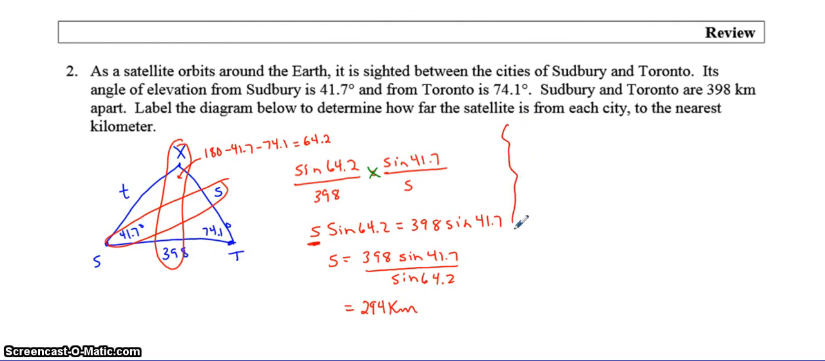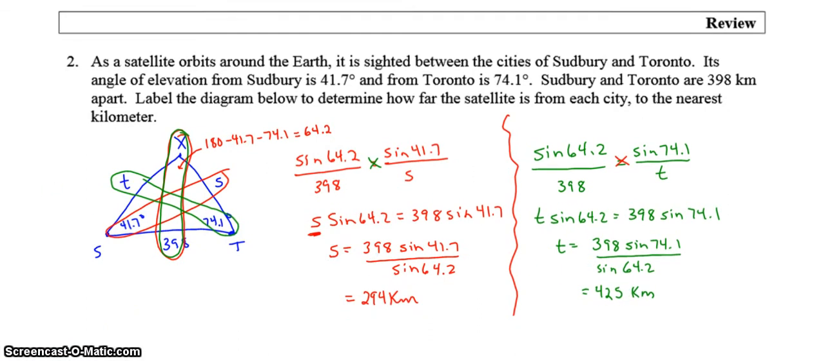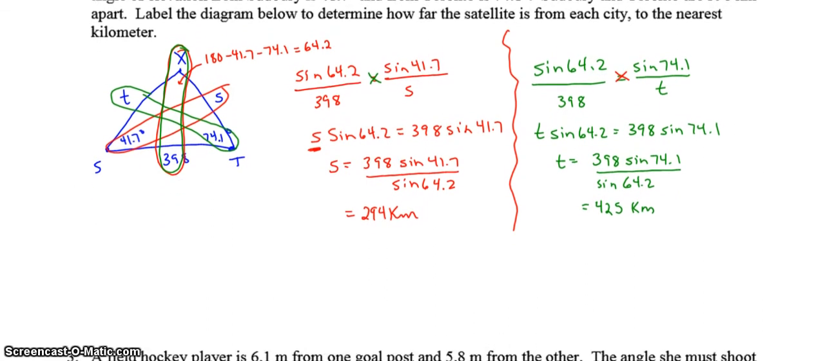Alright, so what I want you to do is to take a moment, and I'd like you to solve for t. So now you're going to use this set with this set right here. So pause the video, solve for side t, and then come back to the video to check your answer. So pause the video now, please. Okay, welcome back to the video. Hopefully you got 425 as your answer. If not, you can try it again or ask your teacher in class the next day.